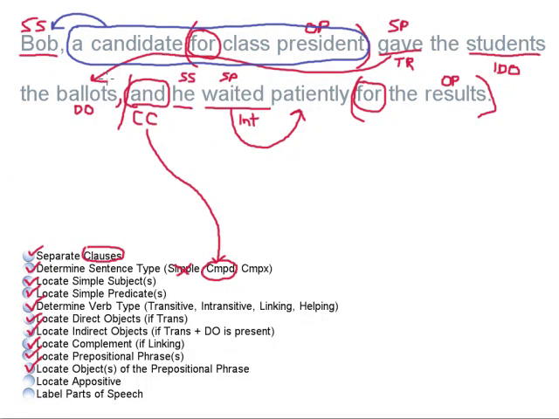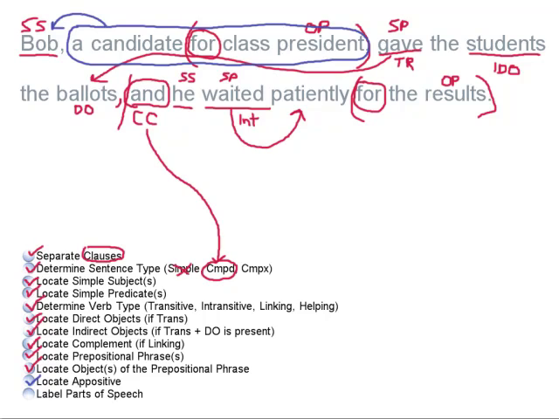Bob. Okay. If we took that appositive out of the sentence, we could read right around it, and it would make sense, right? Bob gave the students the ballots. That's a good sentence, but we add these appositives to make our subject a little more clear. Give our sentence a little bit more flavor. A candidate for class president tells us a little bit more about Bob. That's our appositive. Easy enough.